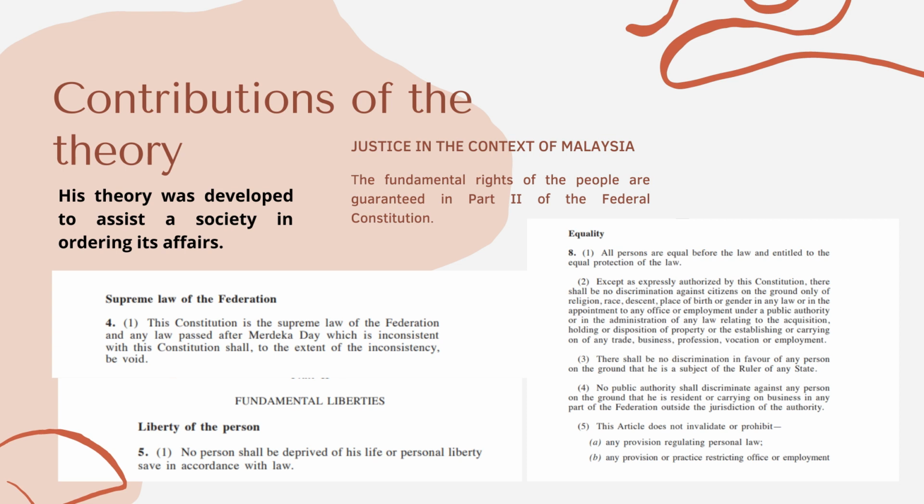In Malaysia, the fundamental rights of the people are guaranteed in the Federal Constitution, which is the supreme law of Malaysia, according to Article 4 of the Federal Constitution. Meanwhile, Article 5 provides that no person shall be deprived of his life or personal liberty save in accordance with law. Article 8, on the other hand, guarantees that all persons are equal before the law and are entitled to the equal protection of the law.